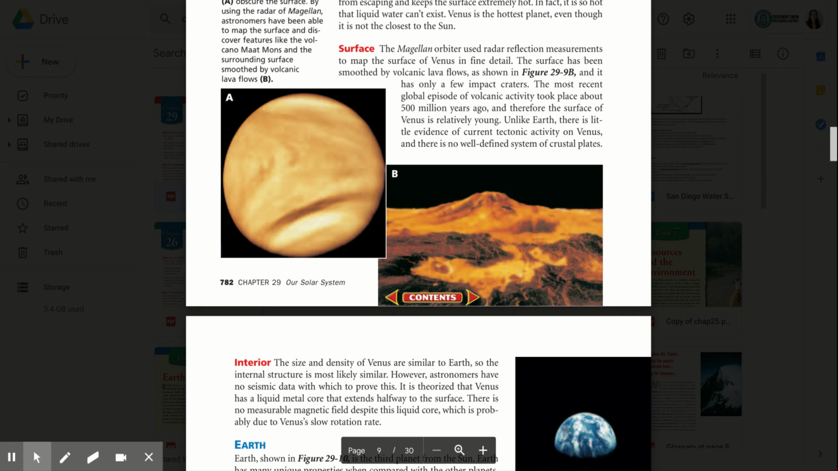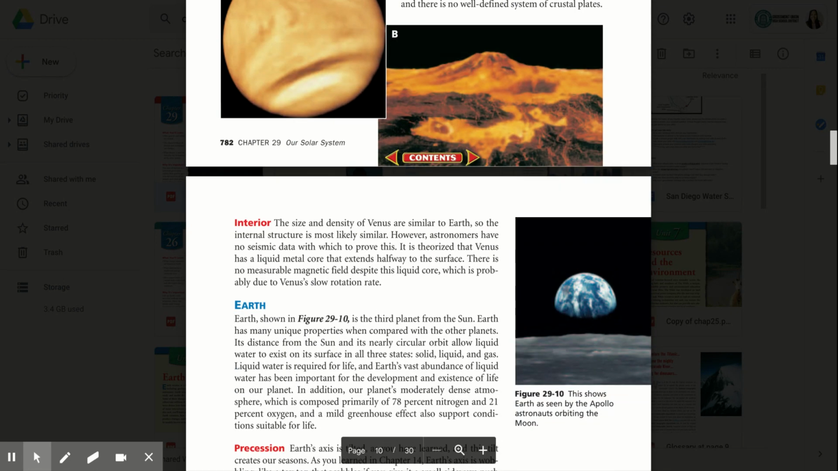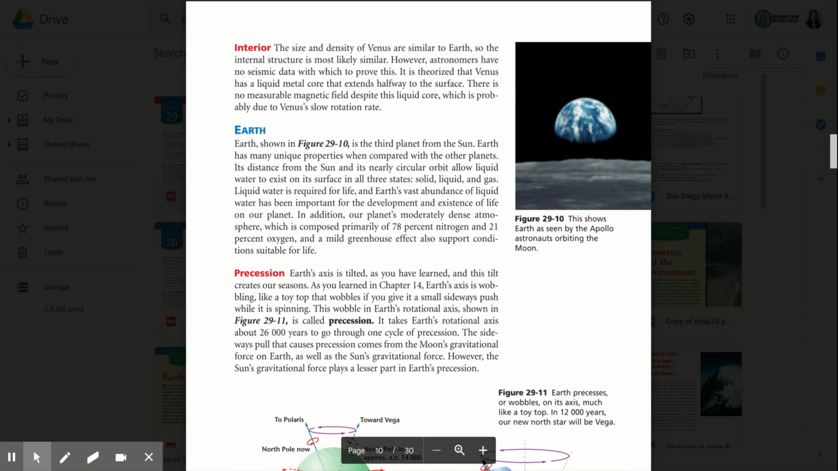Unlike Earth, there is little evidence of current tectonic activity on Venus, and there is no well-defined system of crustal plates. Interior. The size and density of Venus are similar to Earth, so the internal structure is most likely similar. However, astronomers have no seismic data with which to prove this. It is theorized that Venus has a liquid metal core that extends halfway to the surface. There is no measurable magnetic field despite the liquid core, which is probably due to Venus's slow rotation rate.